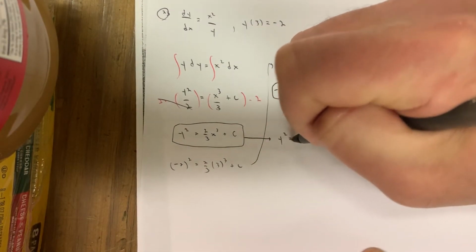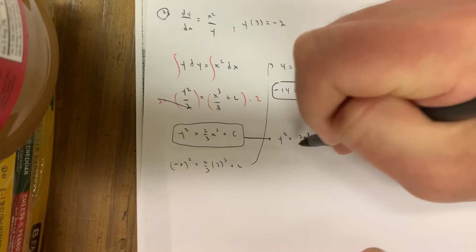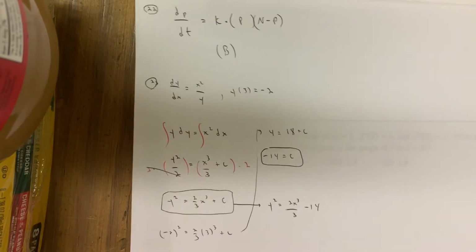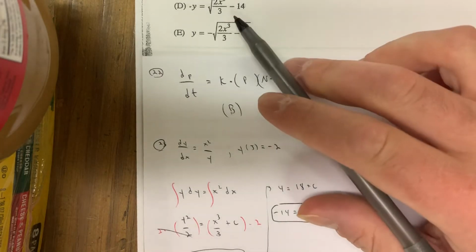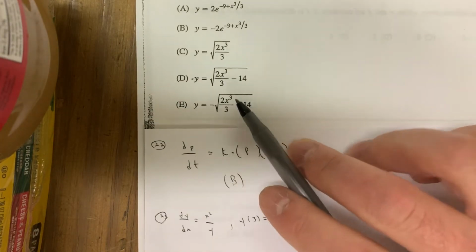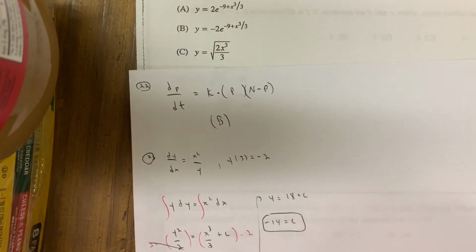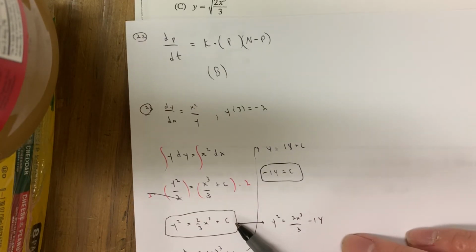So now I know y squared is equal to, I'll write this as 2x cubed over 3, because that's the way they do it in the solutions, -14. And now you should know it's either D or E right here. Some people pick C. Those are the people who don't bother to actually put the plus C when they integrate. So be careful with something like that, okay?